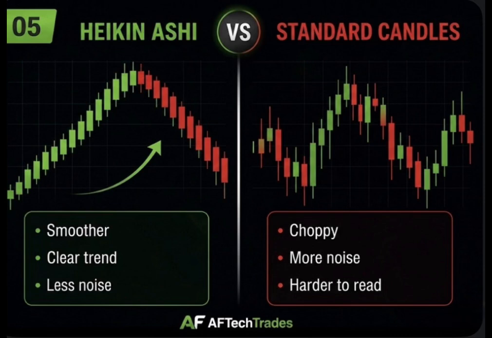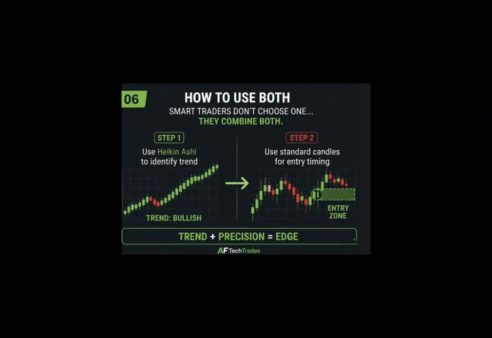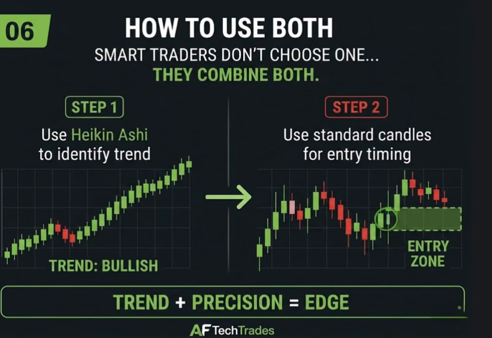So let's break it down clearly. Heikin Ashi gives you a smoother chart, clearer trend direction, and less noise. Standard candles give you more detail, but also more confusion and more fake signals. So which one is better? Neither. Because smart traders don't choose one, they combine both.